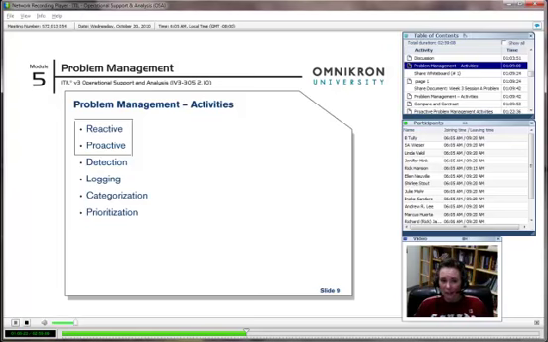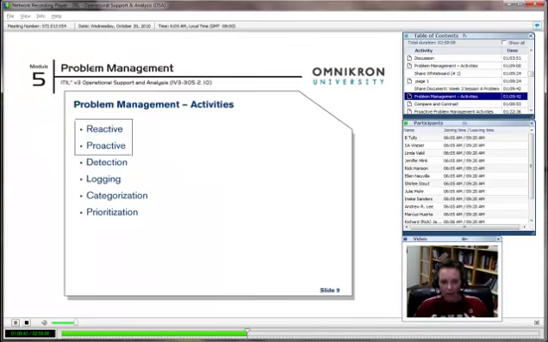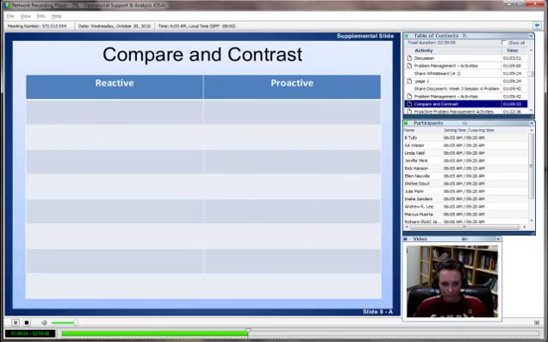We've talked a lot about the reactive side. That's from our picture here, mostly probably from the event management all the way up is the reactive side, and then the proactive side would be working with our suppliers, and then the proactive problem management. Okay, so two main focuses, reactively and proactively. Then there's the detect, log, categorize, prioritize, those initial activities that we went through.